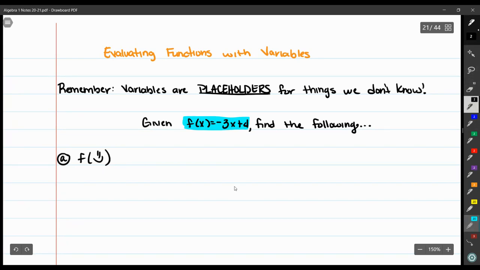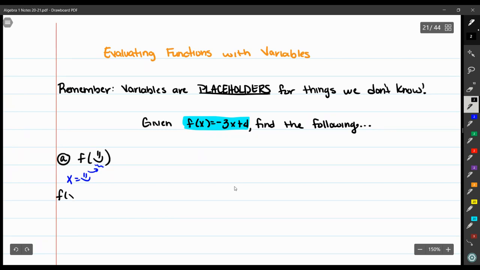So letter A says find f of, and there's a smiley face. Let's do some things that don't actually have numbers or variables. Let's just do odd objects. Because the smiley face is on the inside, that means your x is equal to the smiley face. So all of your x's are going to get replaced with a smiley.